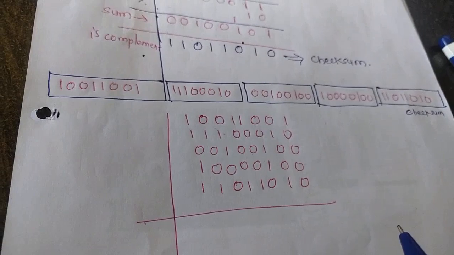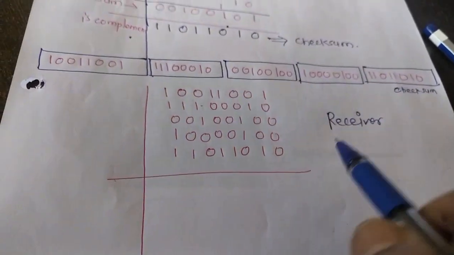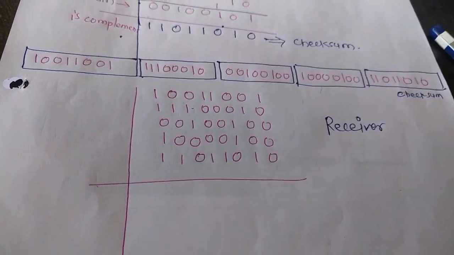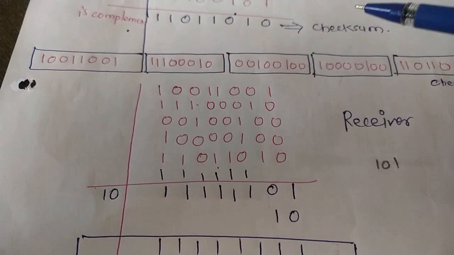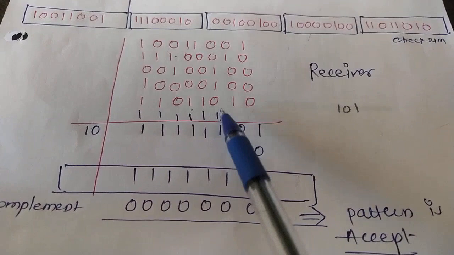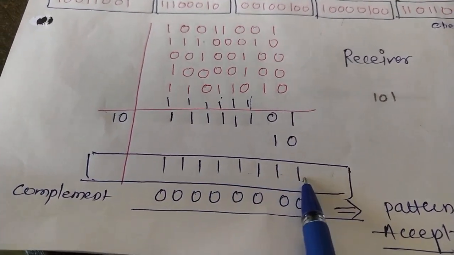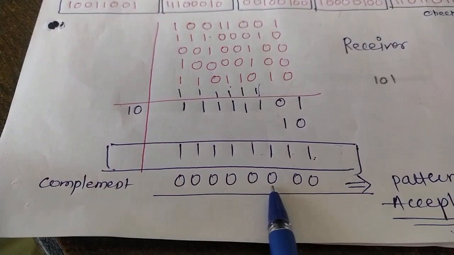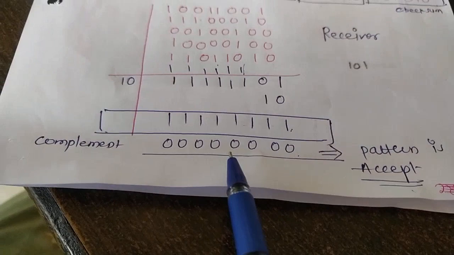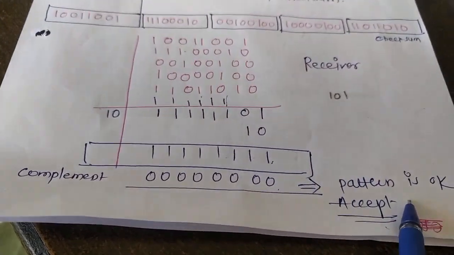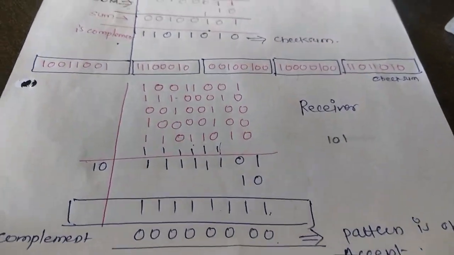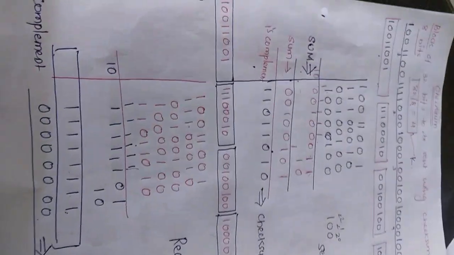So what will happen at the receiver end? At the receiver end, the sum of all the frames will be calculated again. After adding all the data frames along with the checksum, the result we get is 1 1 1 1 1, and when we take the complement, we get 0 0. If we get a result like this, 1 1 without complement and 0 0 with complement, then the pattern is okay, means data is acceptable. Otherwise the receiver will just reject that data.